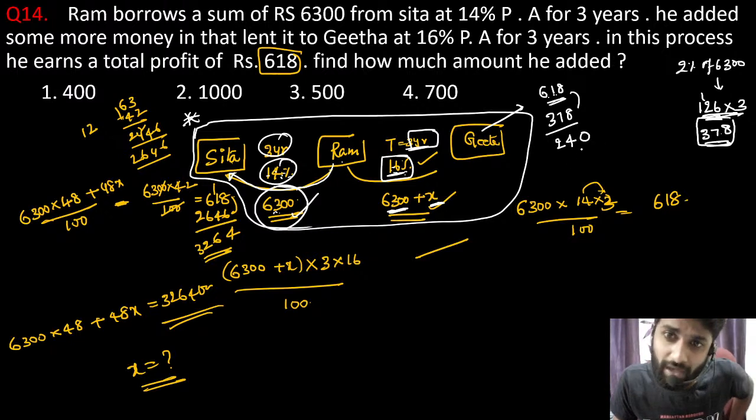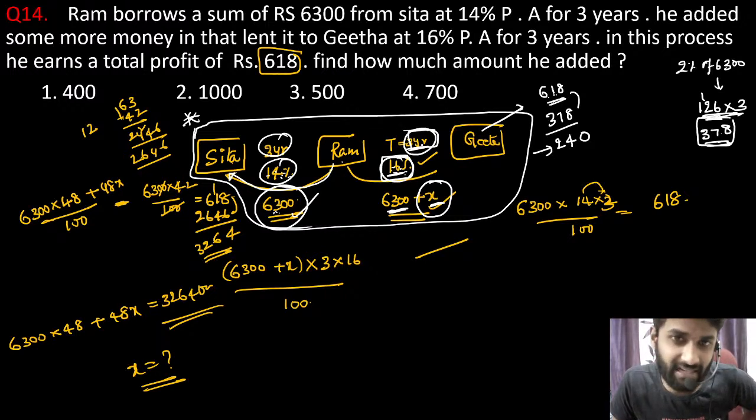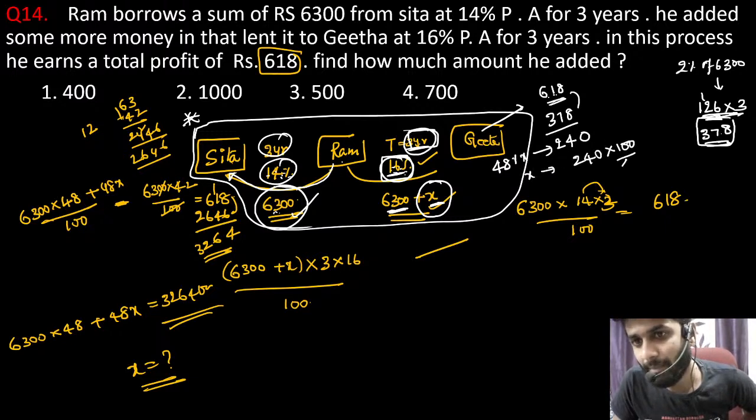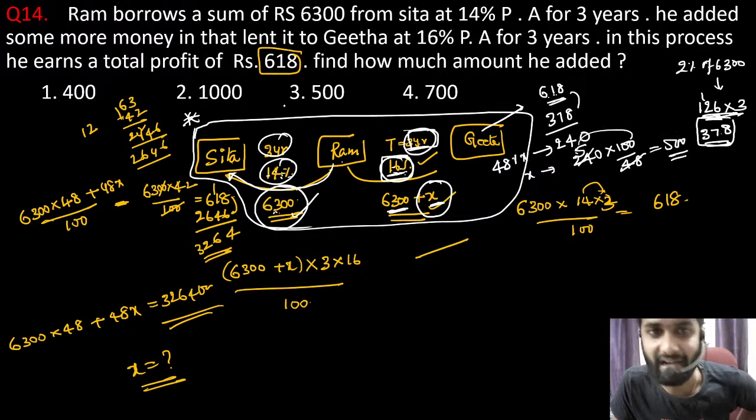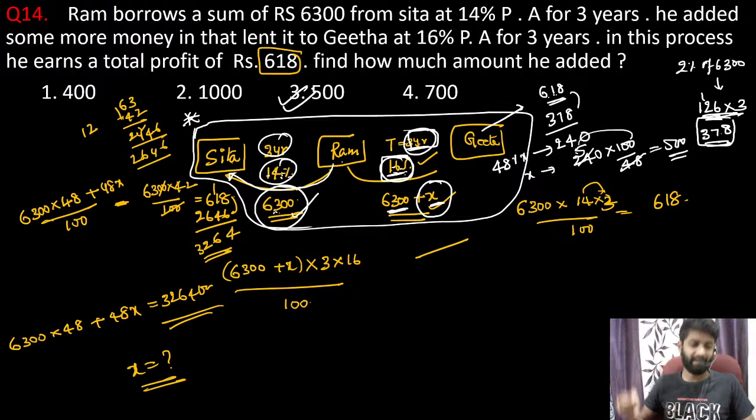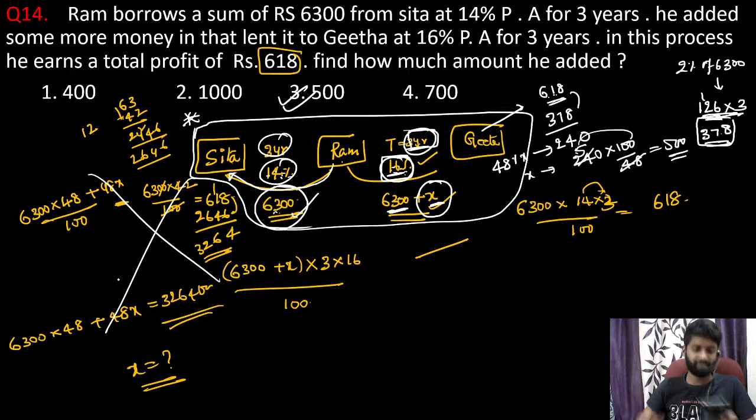Now, how can he earn 240 rupees extra? Because he was adding X rupees at 16 percent per annum for 3 years. Now see, 16 percent per annum for 3 years is equal to 48 percent of X. 48 percent of X is equal to 240. Then X is exactly equal to 240 into 100 by 48, which is 5 into 100, so the value becomes 500. So don't go with any equation, just go with observation.